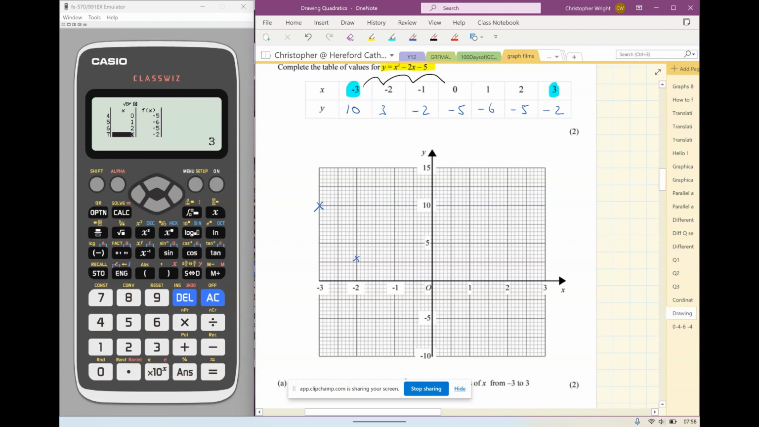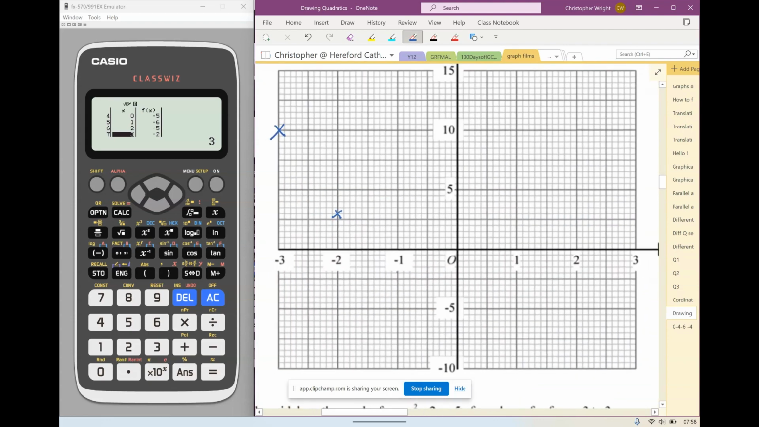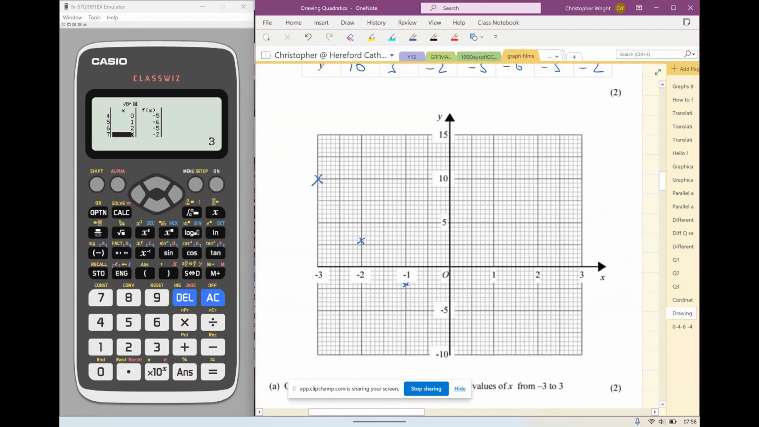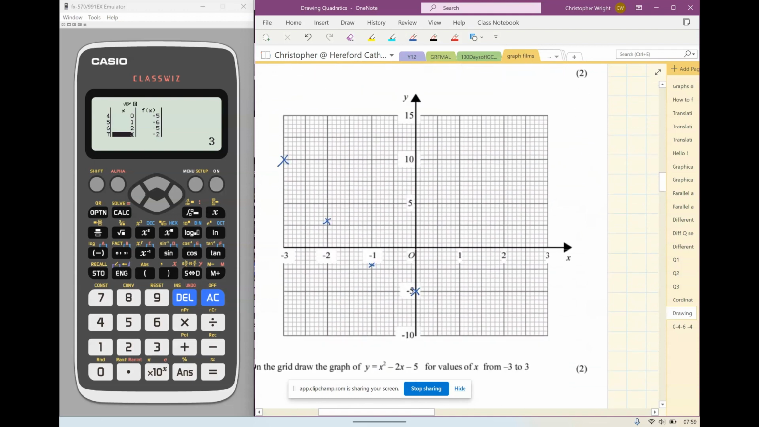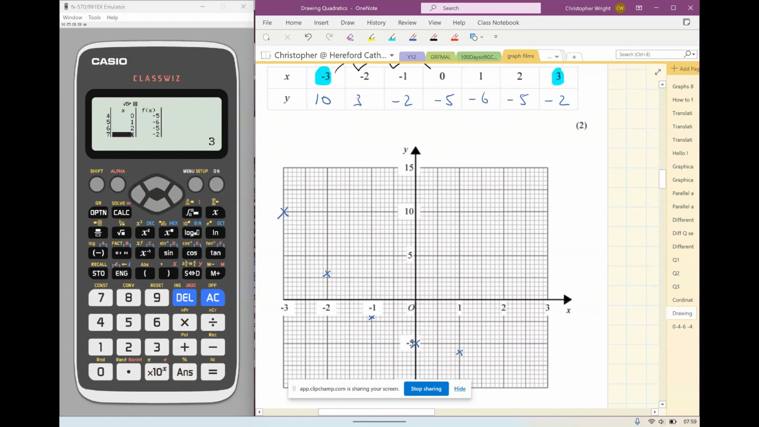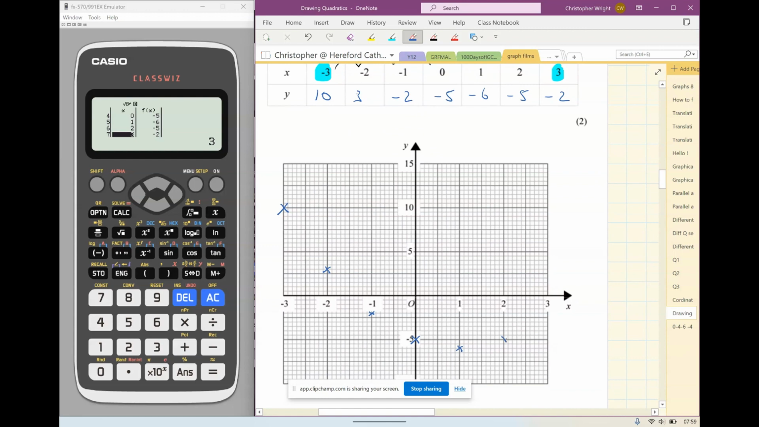Minus 1, minus 2. Well, that's not very easy, is it, on the paper? But that is where the cross must go, 4 squares down. 0, minus 5, there we go. 1, minus 6, now where's minus 6 going to be? It's just 2 squares below minus 5. And then 2, minus 5, and 3, minus 2. Again, that's going to be 4 squares down like that.